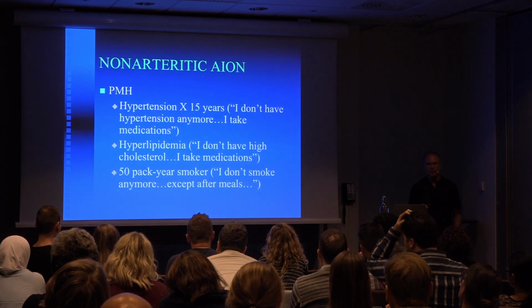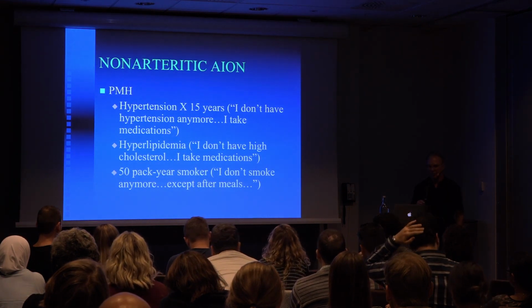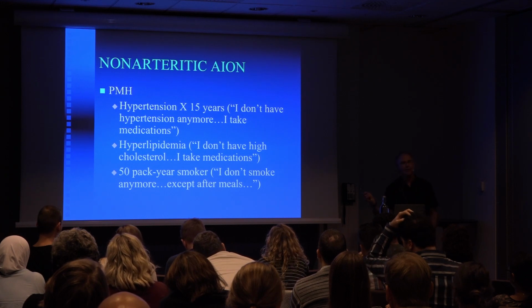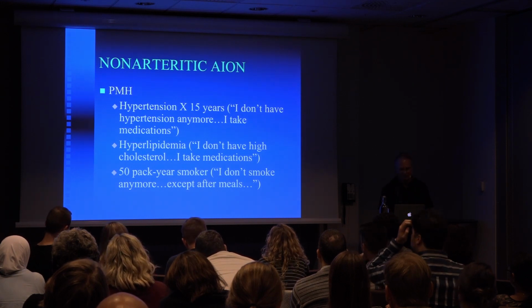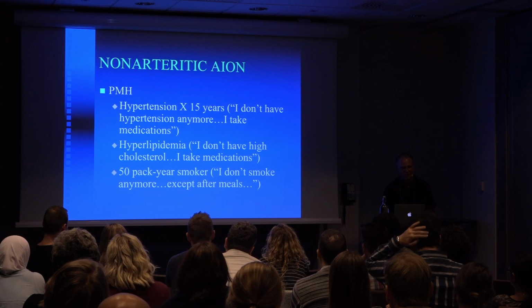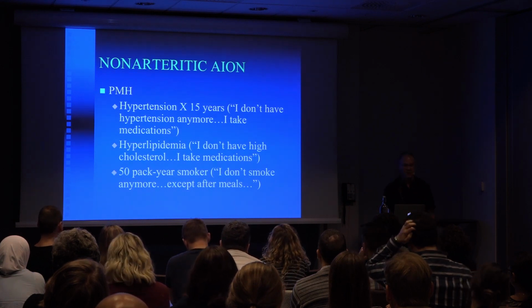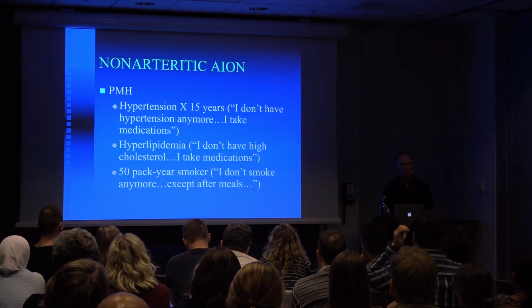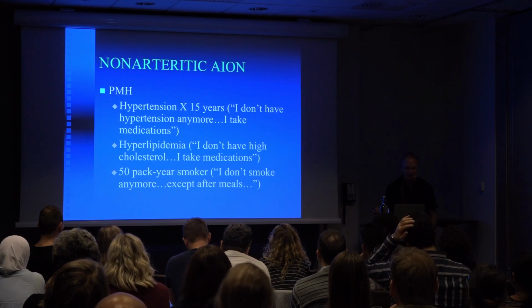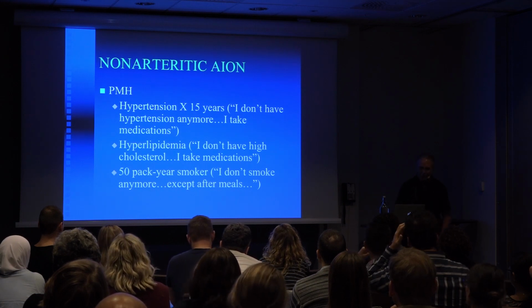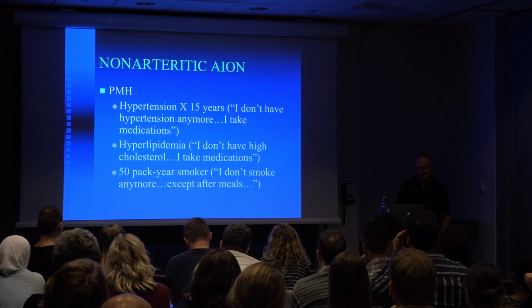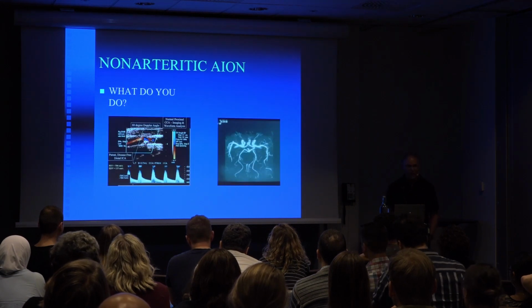So you ask him about his history. Here's a typical history for an NAION patient. Do you have hypertension? Yes, I have hypertension. I have to take medication for it. Do you have hyperlipidemia? Is your cholesterol high? Yes, I take medication for it. Are you a smoker? No, I don't smoke except after meals. So it's a typical sort of vascular path that comes in with NAION.